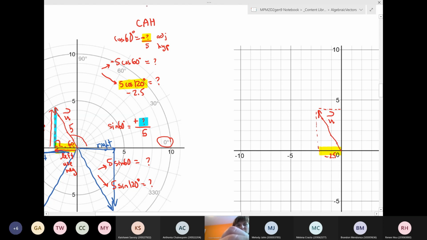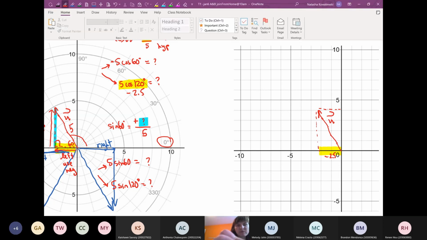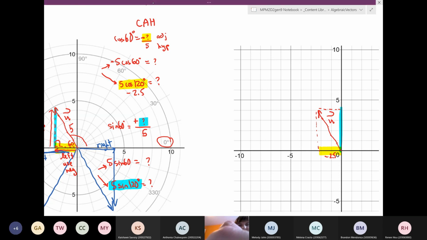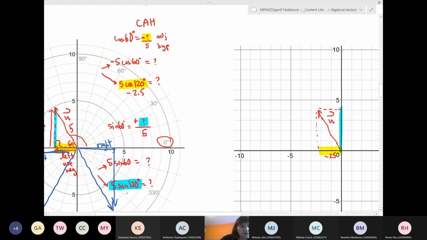And then the blue one, where's my blue highlighter? What was 5 sine 120? What is this length here? What did you guys find? What number was it? 4.3. Roughly 4.3. So you can see how there's 1, 2, 3, 4 units and just slightly higher there. So it's actually giving us 4.3 here.